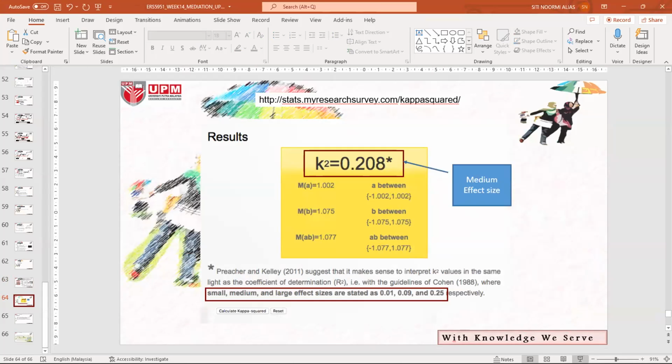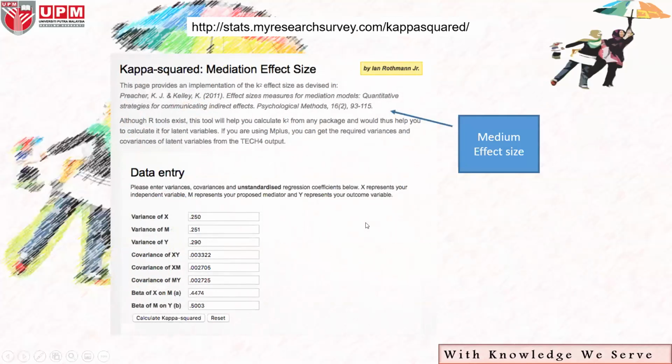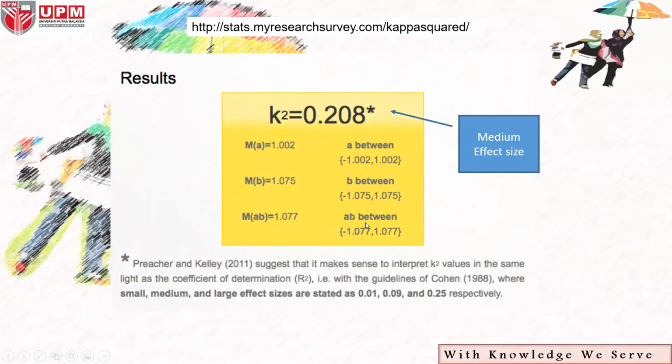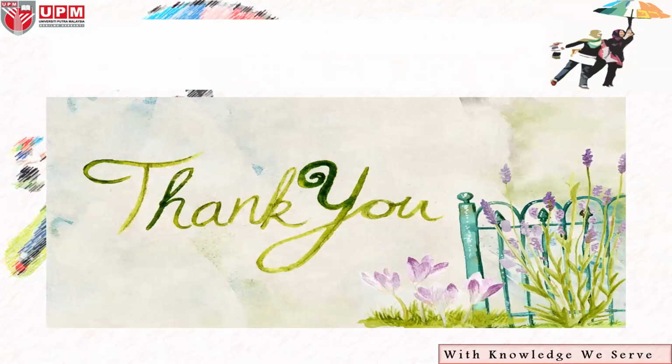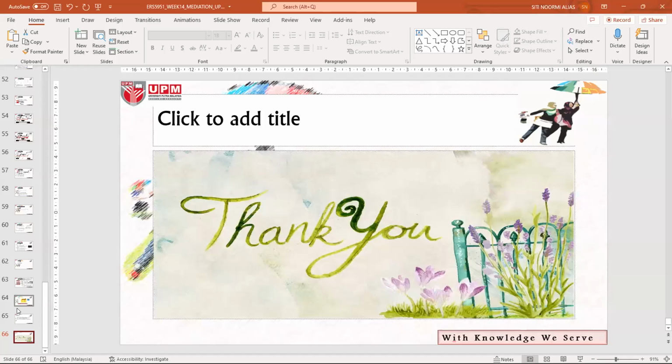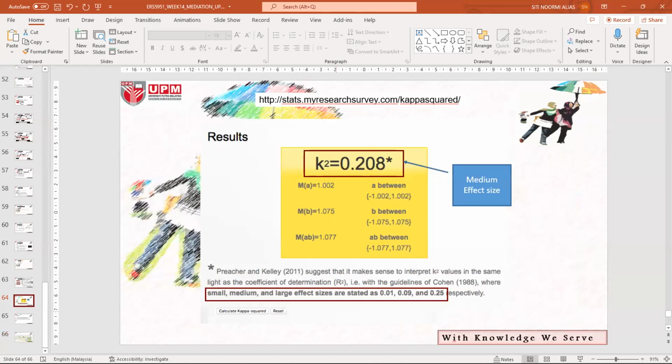Okay, but if you plug in the values into the equation, you will get kappa squared equals 0.208, which according to Cohen's effect size is referring to the medium effect size. Okay, it is referring to the medium effect size. Done. Any questions so far? Only this one, I will update the website again.